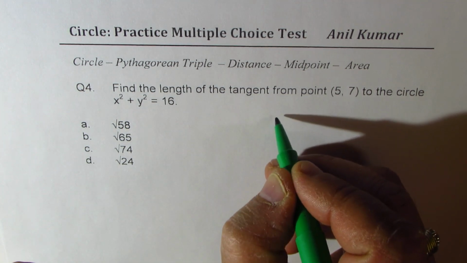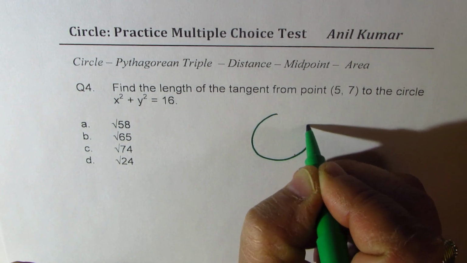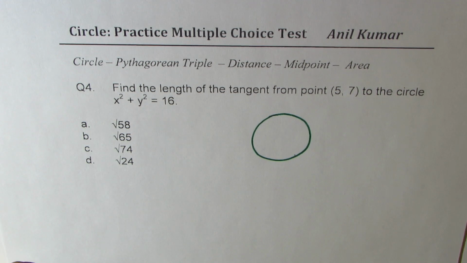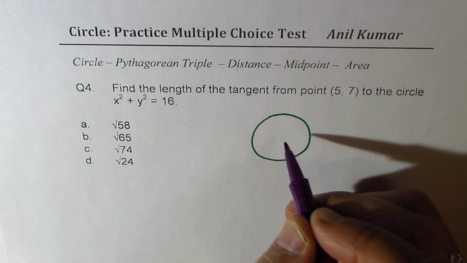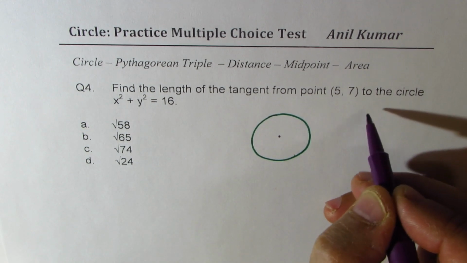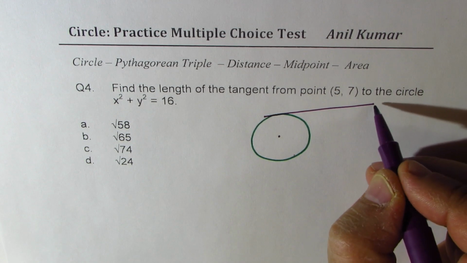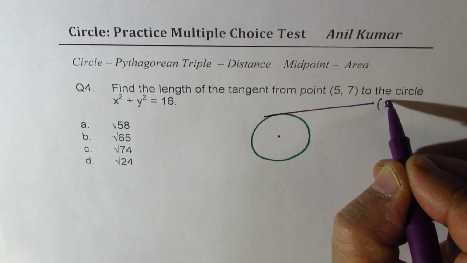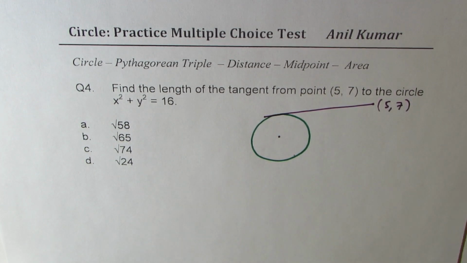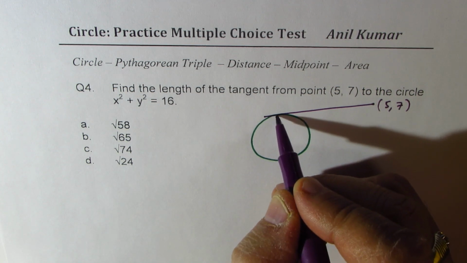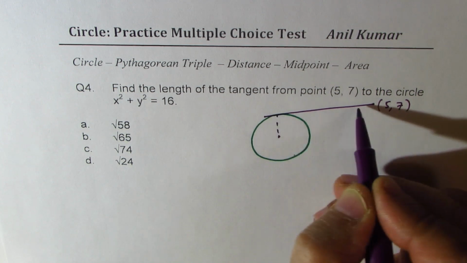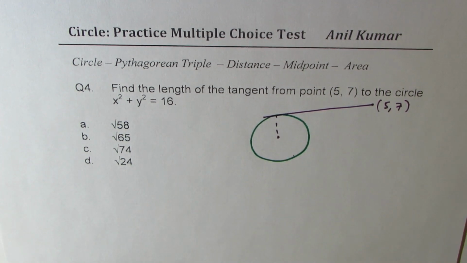Now look here. We are given a circle here which is x squared plus y squared equals 16, and we are given some external point. So this center is (0, 0). So let's say this is the point given to us, and the coordinates of this point is (5, 7). We need to find the length of this tangent. Okay, so that is the question for you. How will you do it?